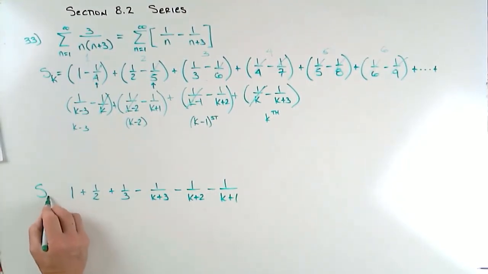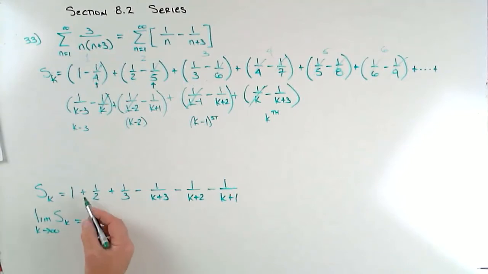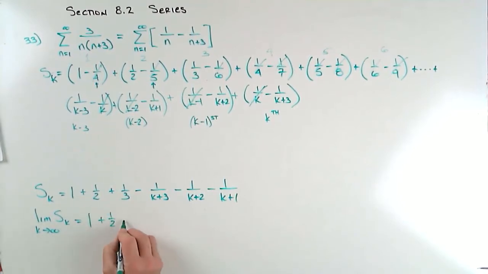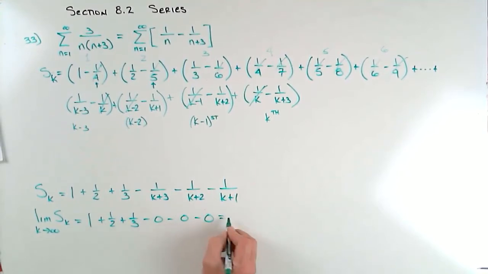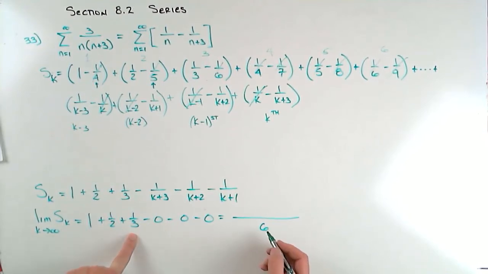This is going to be our s sub k. And then we're going to take the limit of this as k approaches infinity. When we take the limit as k goes to infinity, that's infinity plus 3, infinity plus 2, and those are each 0. So we're going to get 1 plus 1/2 plus 1/3 minus 0, minus 0, minus 0. Or here we're going to get 6/6, that's 3/6, that's 2/6. So that's going to be 11 over 6. So our sum for problem 33 is 11/6.